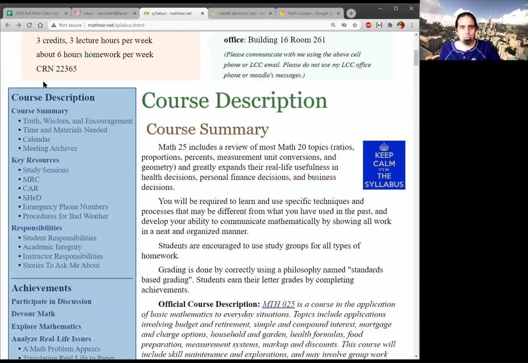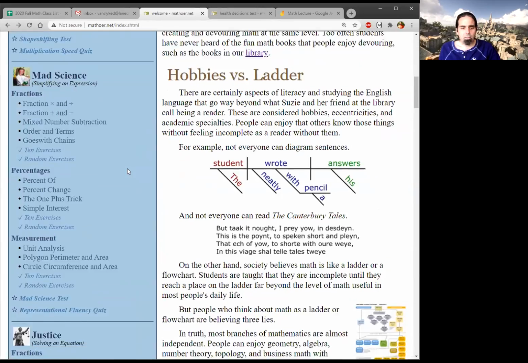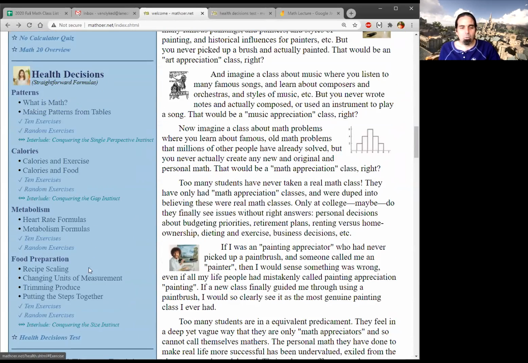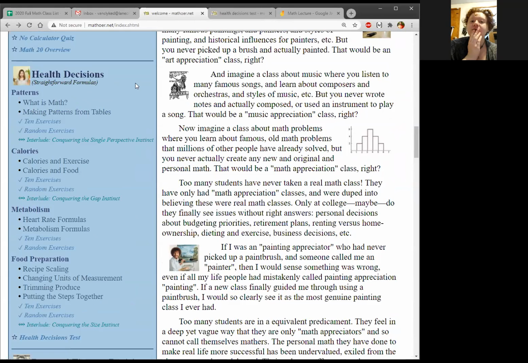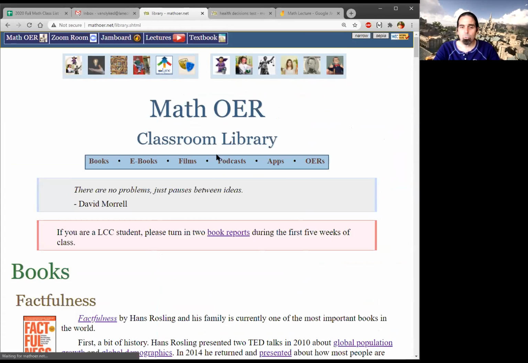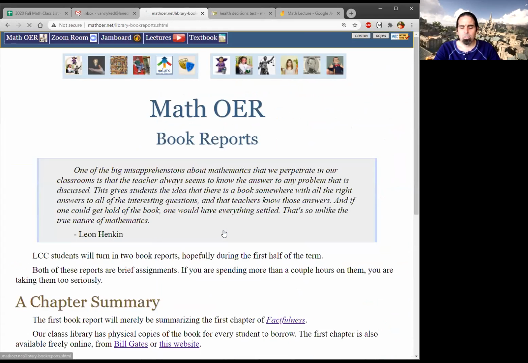Okay, so we are now, except for patterns, which we could go back and do or could just ignore, all done with health decisions. Any last questions, since it's 3:29? I do have a question about the book reports. Okay, go ahead.